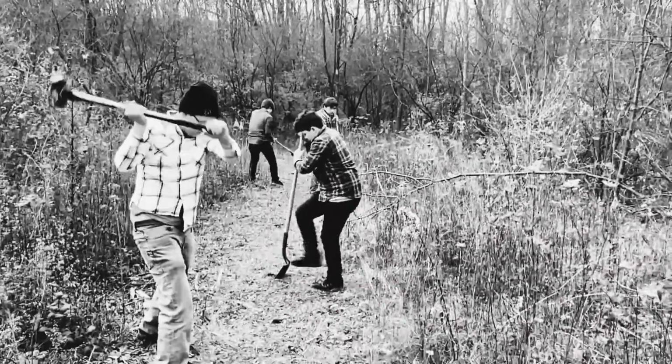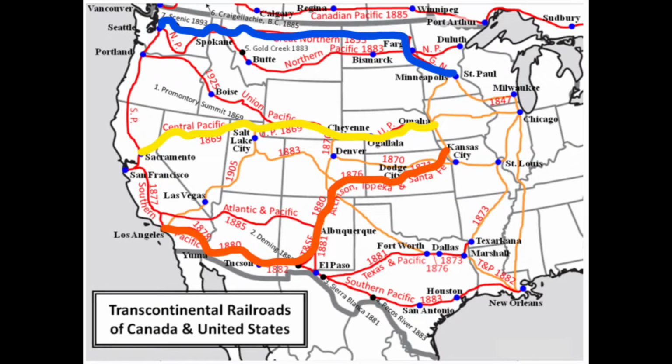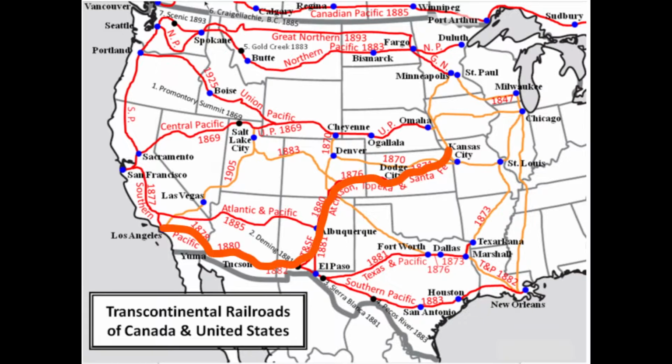So, the government sent out prospectors to scout out a route for the West, with three possible routes coming from this: a northern, a southern, and a central route. The north route went through today's states of Minnesota, North Dakota, Montana, Idaho, Washington, and into Oregon.